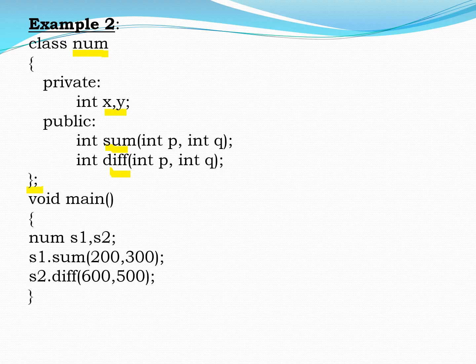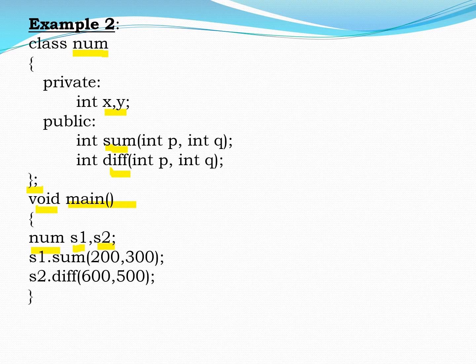I already told you that after closing a class I'm going to create a main program, void main. Once I create void main, I'm going to create an object. How are we going to create an object? By using the class name num. Num is your class name, and I'm going to create two objects, S1 and S2. Dear students, you clearly understood how we have created an object.